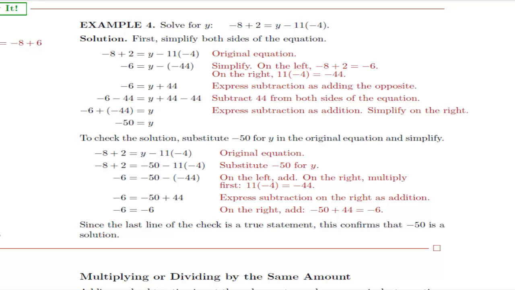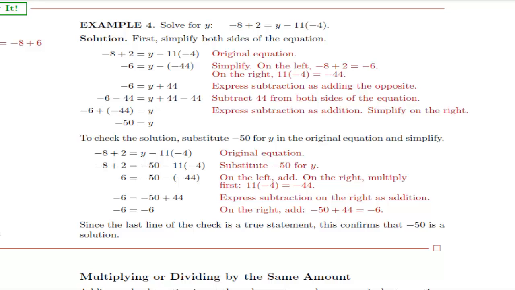And on the right side, 11 times a negative 4 would be a negative 44. And if we change the subtraction to adding the opposite, we get y plus 44. So we now have an equation with negative 6 equal to y plus 44.